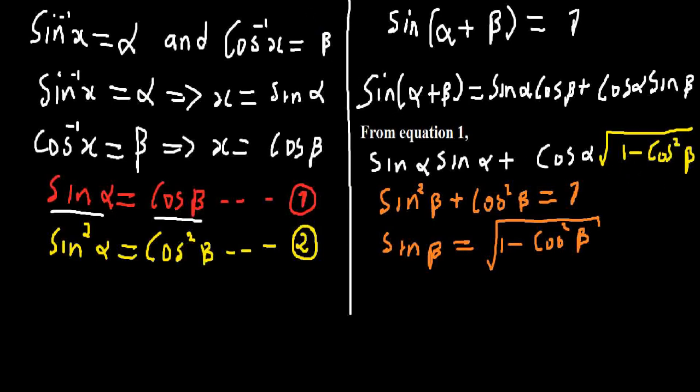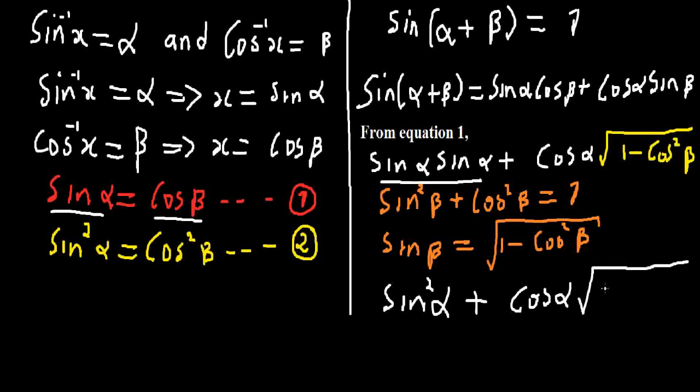So doing that, we are going to have sin alpha times sin alpha here. Sin alpha times sin alpha will give us sin squared alpha plus, now we have cos alpha, the square root of 1 minus cos squared beta. I'm going to replace it with sin squared alpha from equation 2.